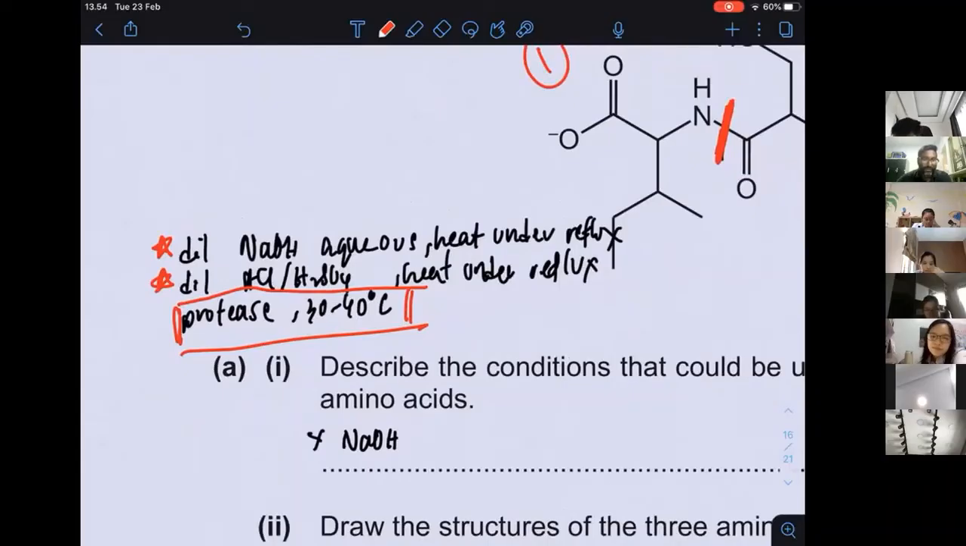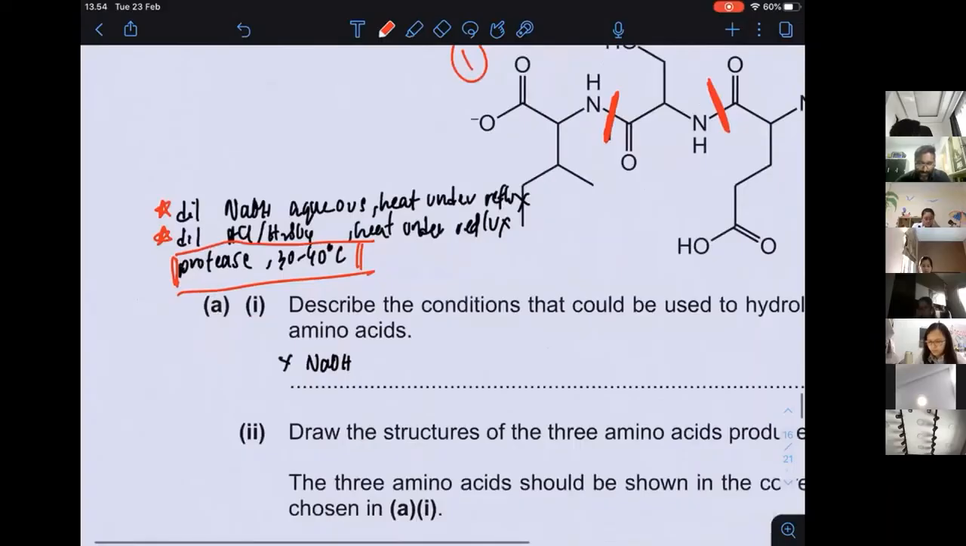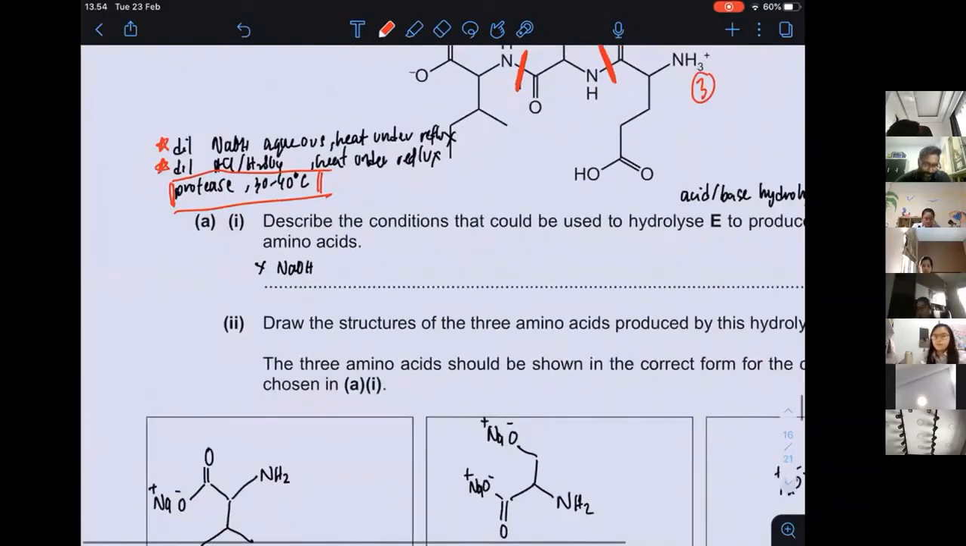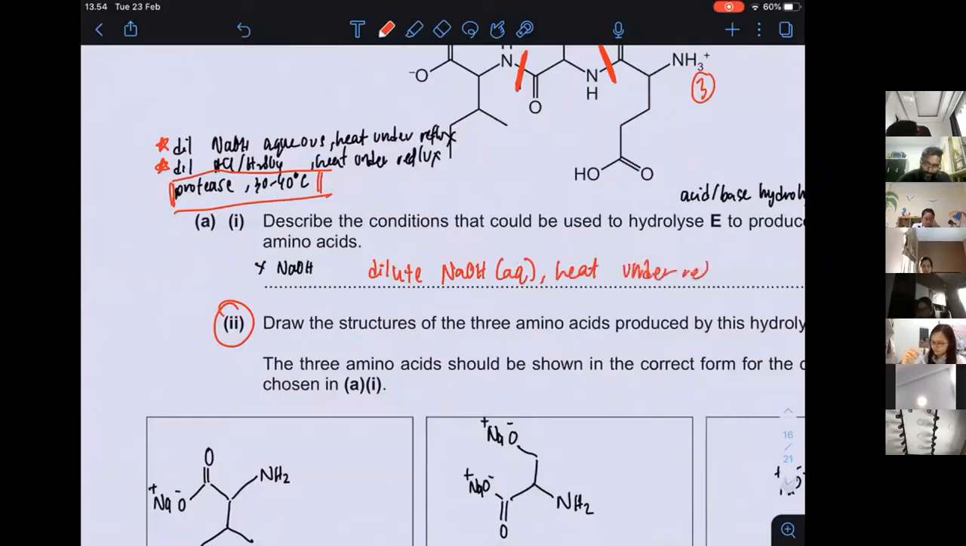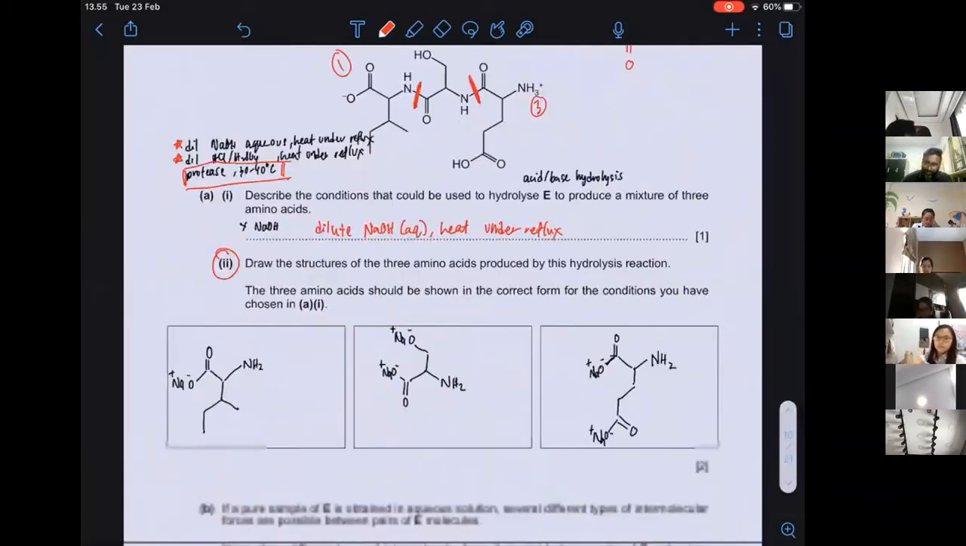Dilute sodium hydroxide, aqueous, and then heat under reflux, or dilute hydrochloric acid or dilute sulfuric acid, heat them under reflux. So you can use any of these. You need to select one, because the following question is related to A1. So let's say I'm going to use dilute sodium hydroxide, aqueous, and then heat under reflux. Let's say this one is what I decided to select.